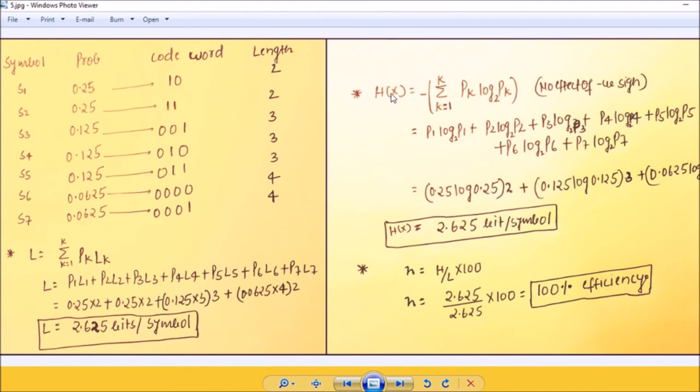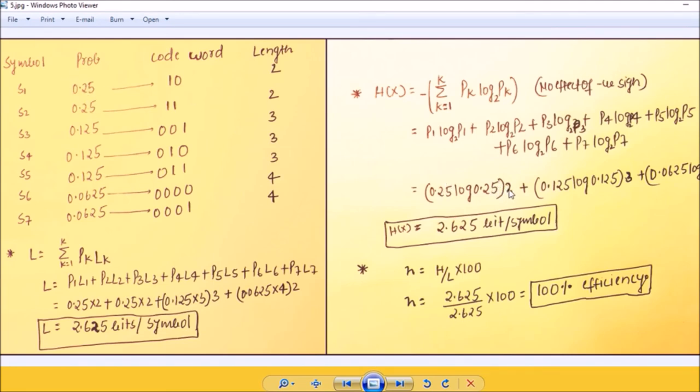H means entropy. It is represented by Hx is equal to minus of summation of k is equal to 1 to K, pk log 2 pk. No effect of negative sign, so leave it. So p1 log base 2, see here base should be 2, p1 plus p2 log base 2 p2, p3 log base 2 p3, same way. Same way you have to solve, like 0.25 log 0.25. The number is going to repeat, so I multiplied by 2 here.